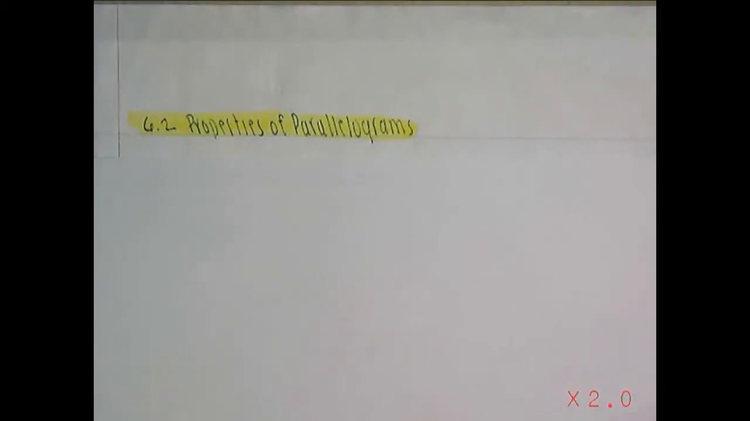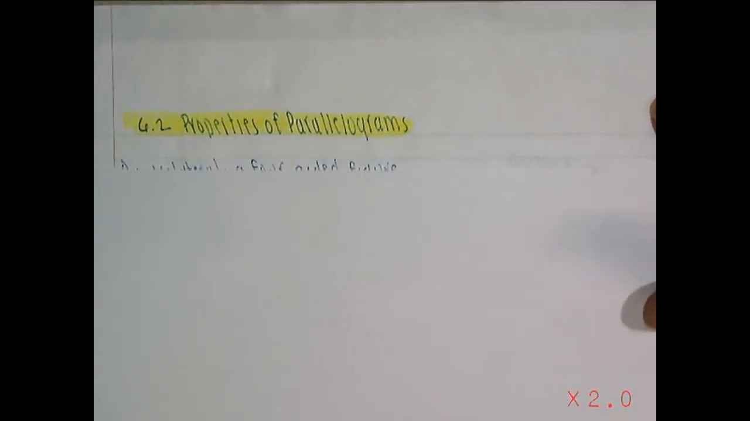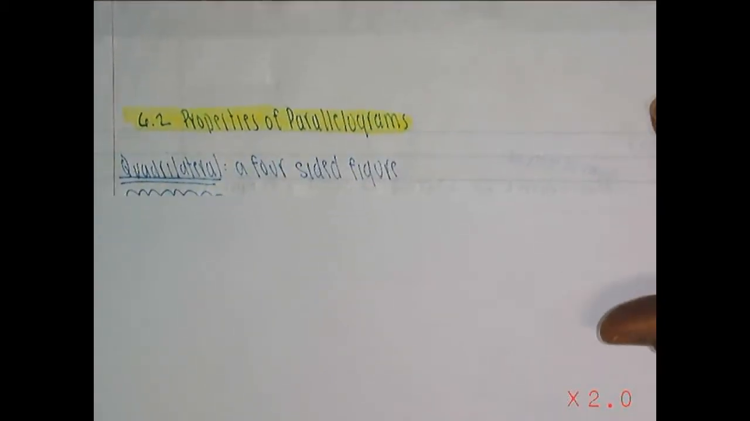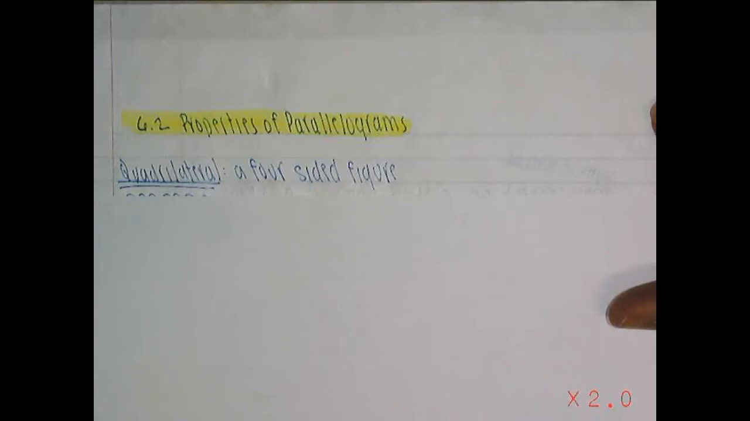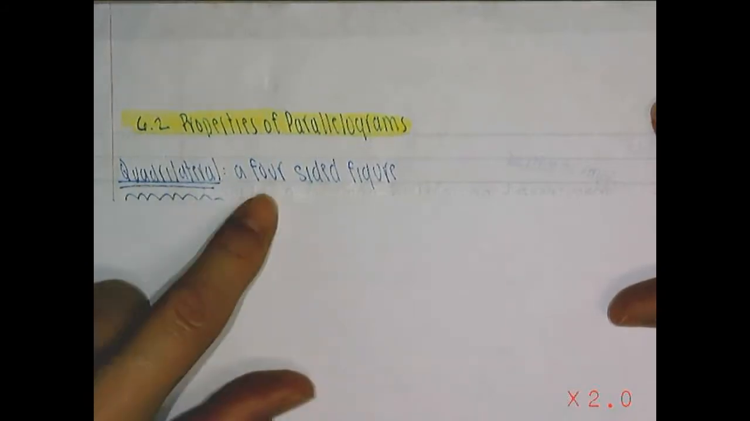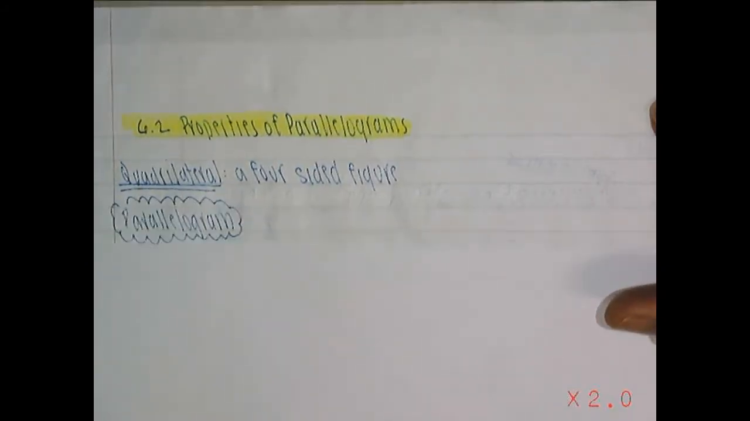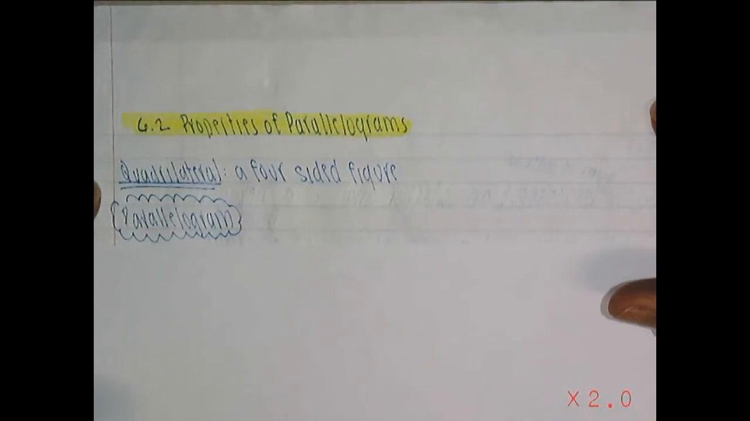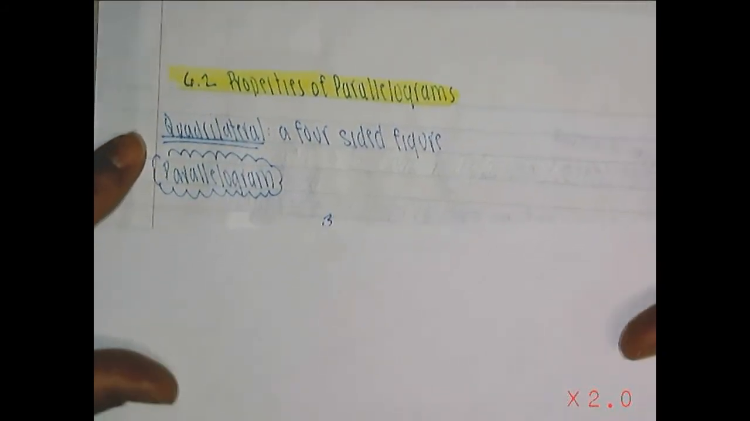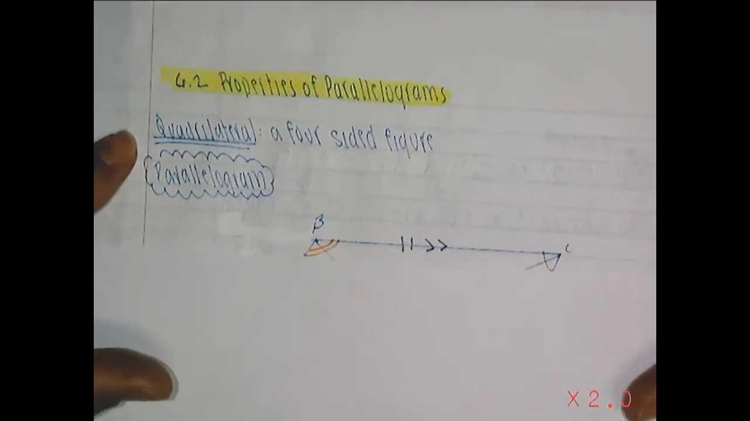Hi guys. All right, so 6.2, properties of a parallelogram. We're going to get started on this. So the first thing we want to talk about is a quadrilateral, quad, that first part, a four-sided figure. All right, and then from a quadrilateral we jump into what we know as a parallelogram.